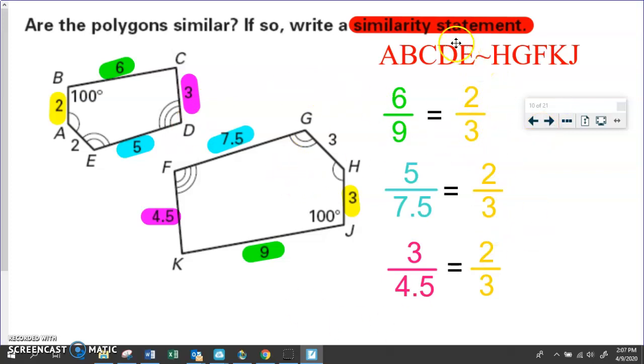So they are similar, so now our similarity statement. If we call this one A, B, C, D, E, we match up the angles with their corresponding angles. So A corresponds to H, so H is going to be first. G and E are congruent, so the G is going to be next. And then you just keep going around the shape. So H, G, F, K, J. Okay.